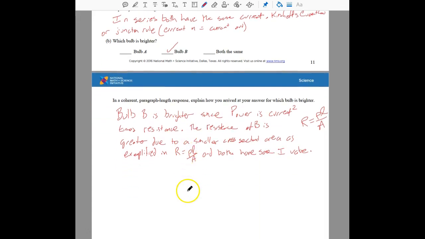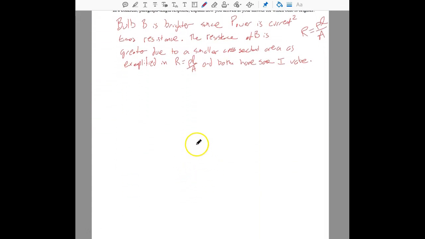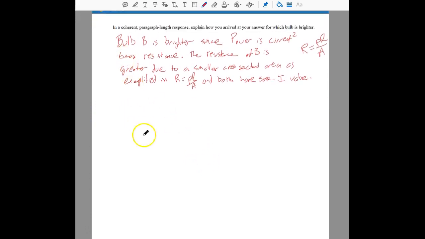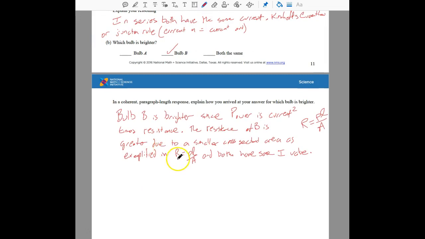For the last part of this one, there isn't anything. So this one's just super short. And that is the end of FRQ 4.